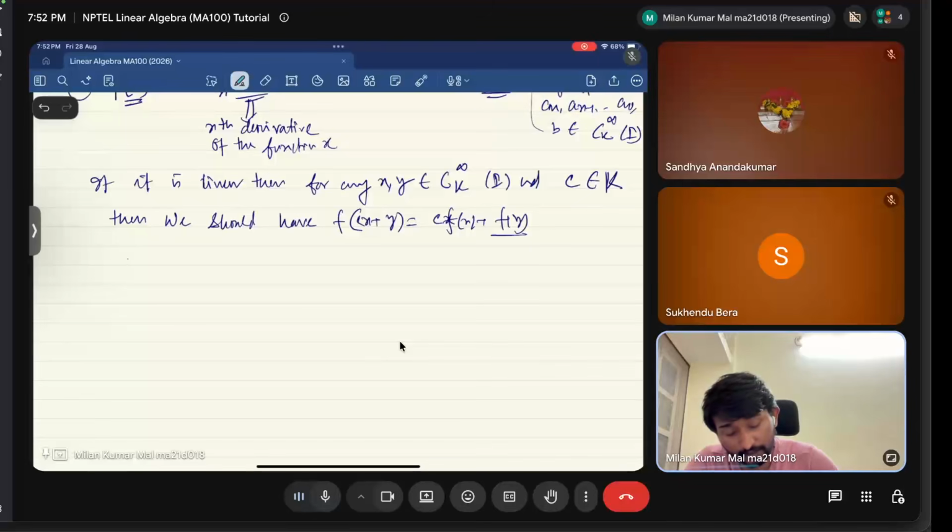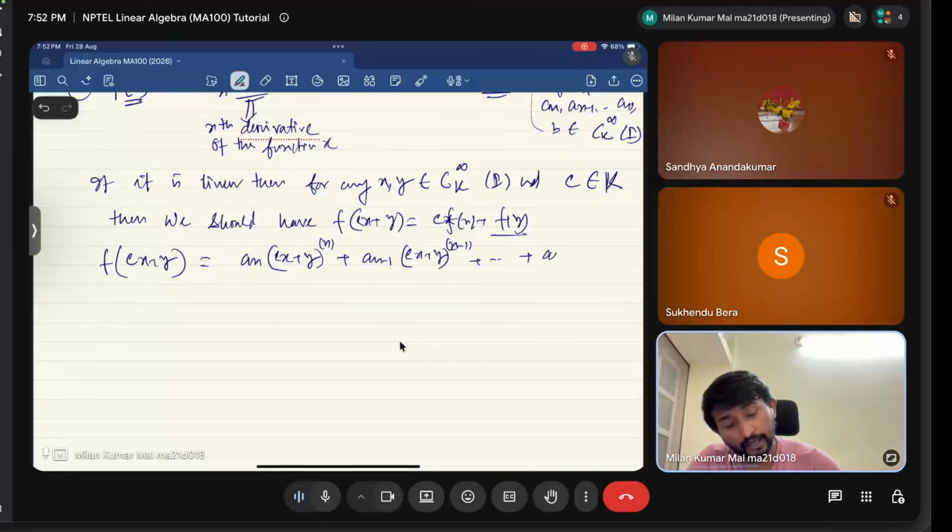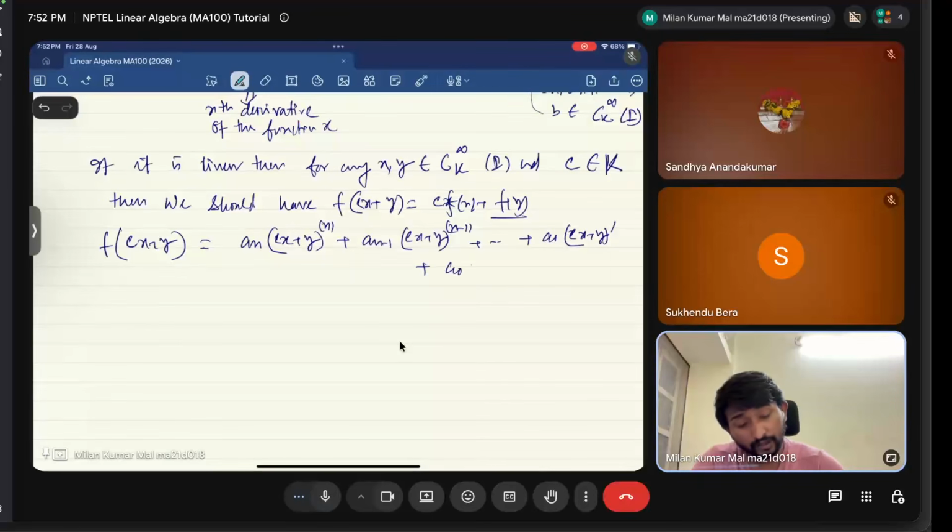What is f of cx plus y? c is a scalar, coming from the field; x and y are functions. That will be a_n times (cx plus y) whole nth derivative, plus a_{n-1} times (cx plus y) whole (n-1)th derivative, all the way to a_1 times (cx plus y) first derivative, plus a_0 (cx plus y), plus b. b itself is a function.